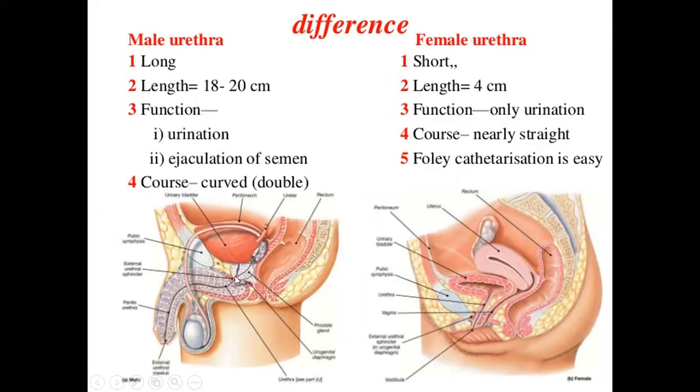Now the difference in male and female urethra. Male urethra is long, approximately 18 to 20 centimeters. Female urethra is very short, approximately 4 centimeters. Female urethra function is only urination, whereas male urethra is for urination as well as ejaculation of semen, because the ejaculatory duct is opening here. The course is also curved here, so chances of injury are always more in males, and the urethra is commonly injured in accidents, whereas in females it is very short. Catheterization is also very difficult in the male urethra. It is easy in the female urethra because it is just 4 centimeters. Okay, so this is all about the difference between the male and female urethra.